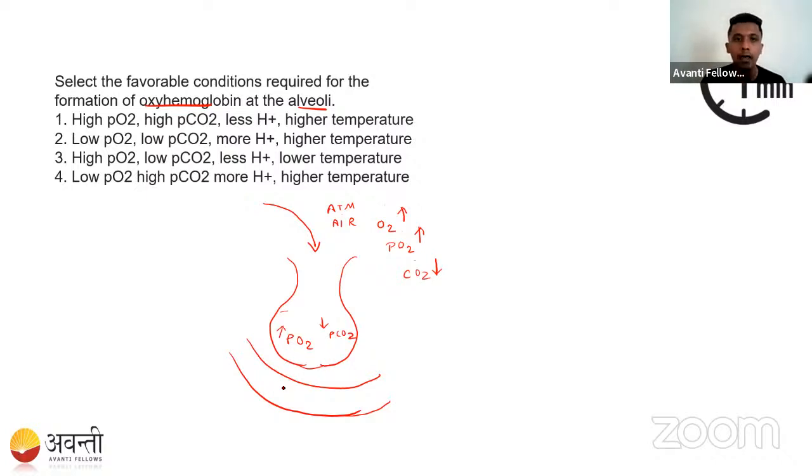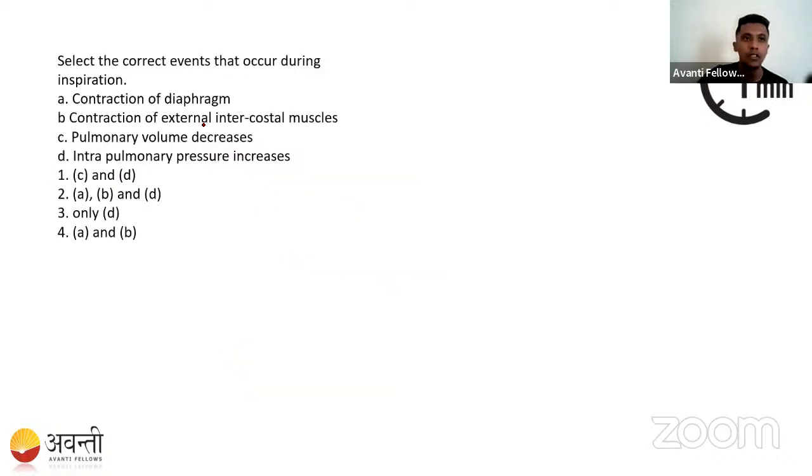So when you take the conditions for how oxyhemoglobin forms, we need a lower pH and a lower temperature to facilitate the association of oxygen with the hemoglobin molecule to produce oxyhemoglobin. That is why we need high partial pressure of O2, low partial pressure of carbon dioxide, less hydrogen ion concentration, as well as lower temperature to facilitate oxygen combining with hemoglobin to form oxyhemoglobin. Clear? So let's see what is our next question.